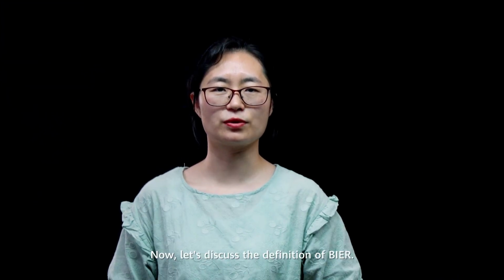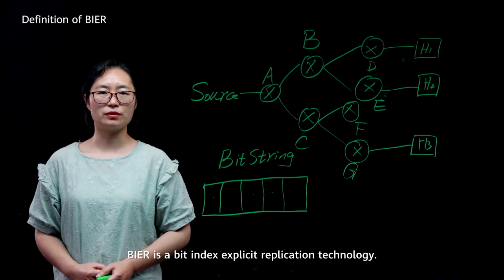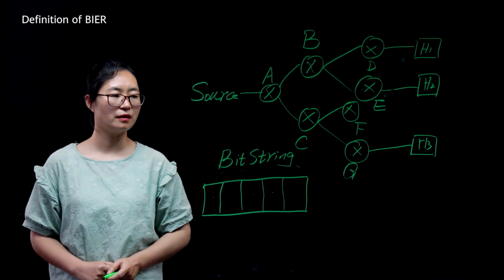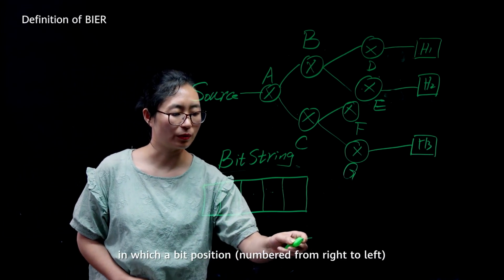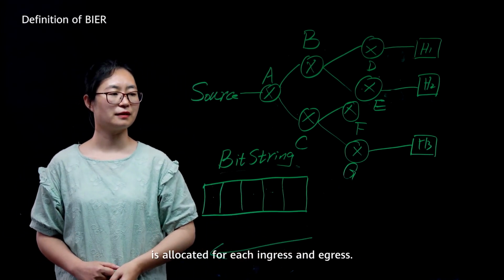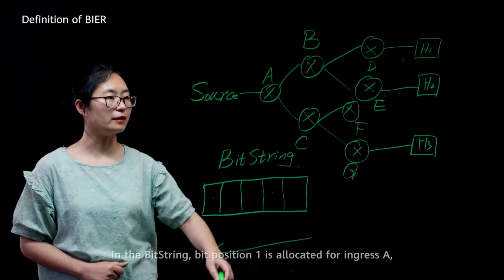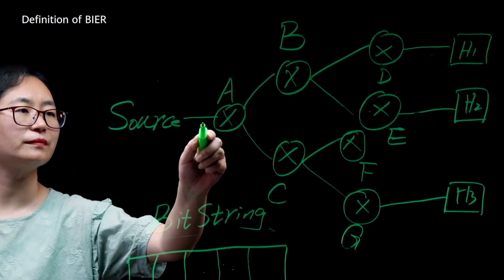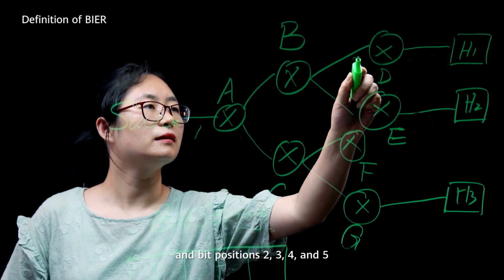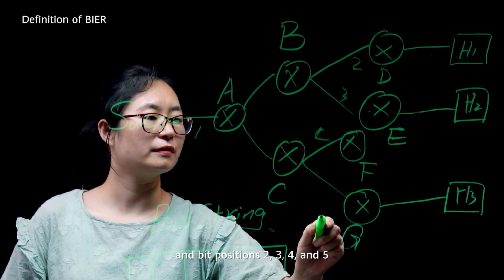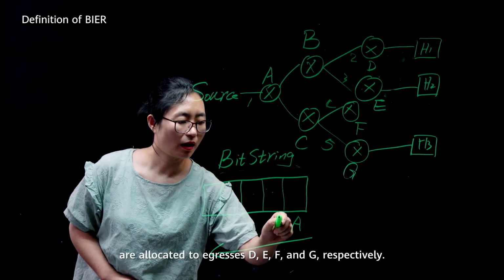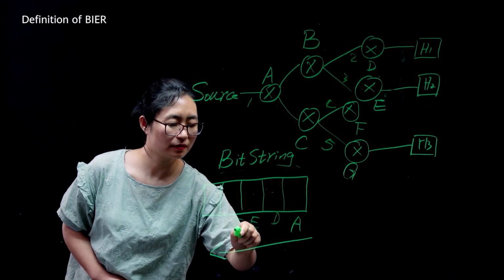Now, let's discuss the definition of BIER. BIER is a bit index explicit replication technology. BIER defines a bit string, in which a bit position, numbered from right to left, is allocated for each ingress and egress. In the bit string, bit position 1 is allocated for ingress A, and bit positions 2, 3, 4, and 5 are allocated to egresses D, E, F, and G, respectively.